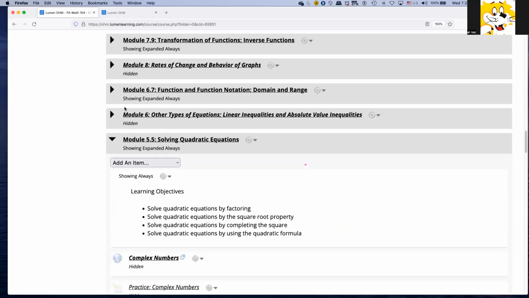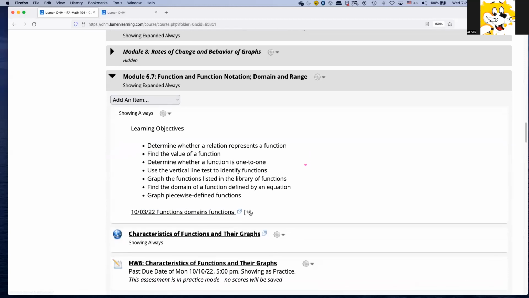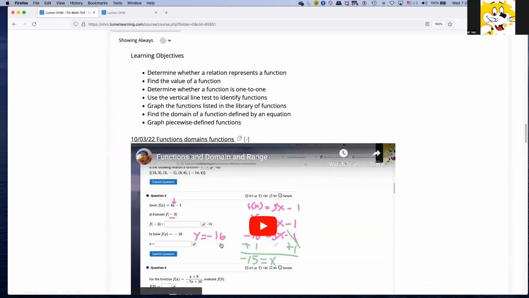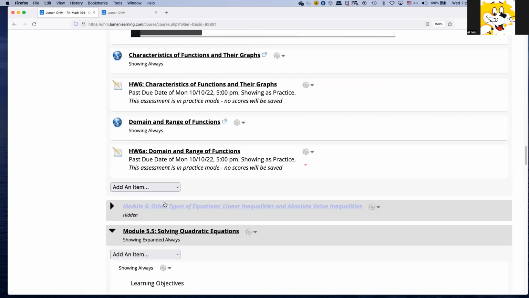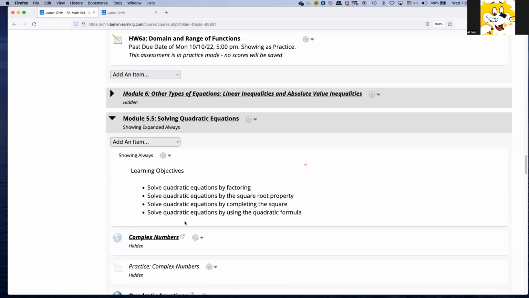The video is not here. I believe it's in module 6, no, module 6 here, this one, module 6.7. This is where I start talking about quadratics. On 10.3, I go over module 5.